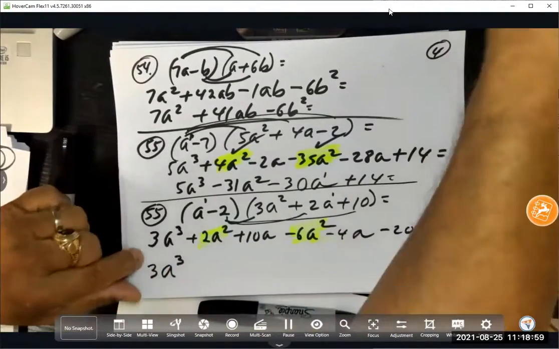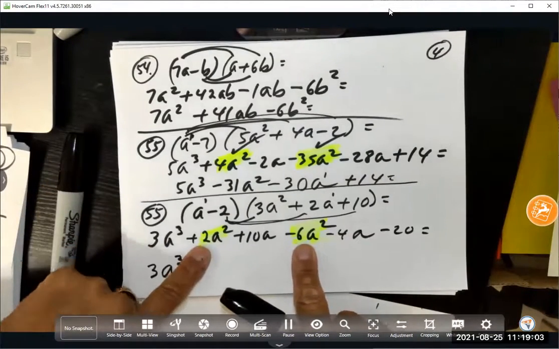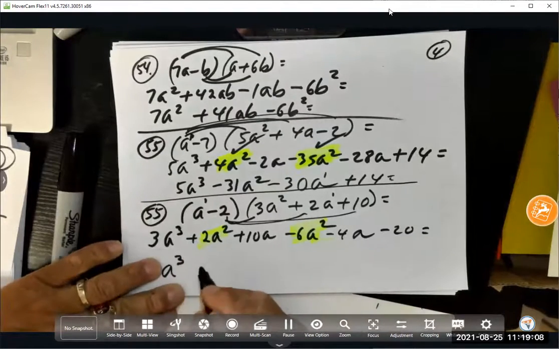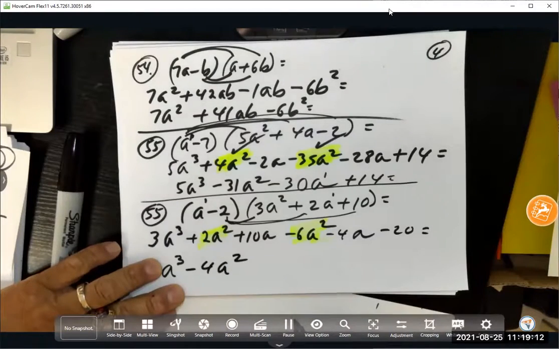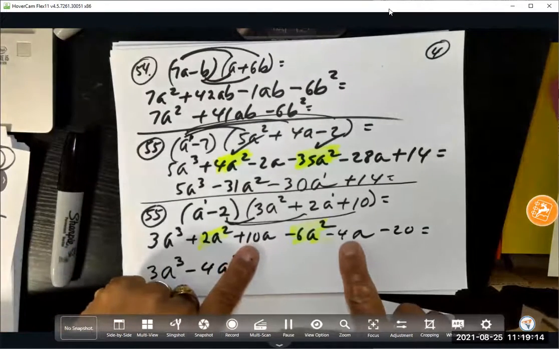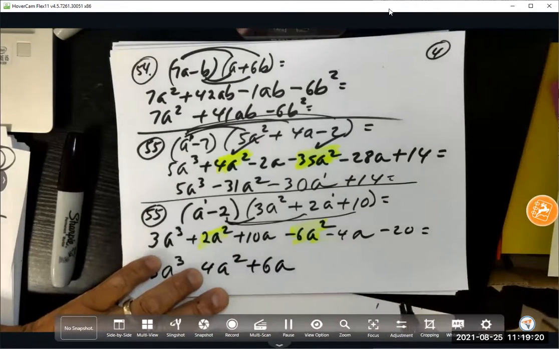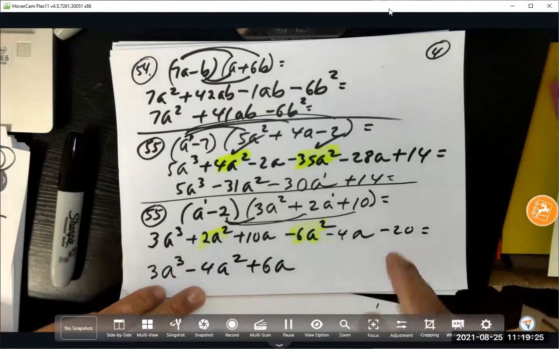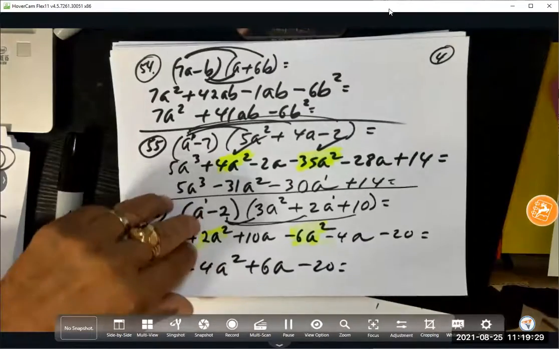All right. So now let me write these down. So this right here would be what? Where my fingers are. Negative 4a. Are we adding the squares? No, just the numbers. And what about these two? 6a. And copy it. Minus 20.